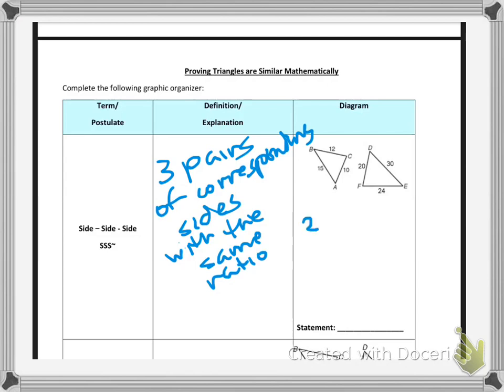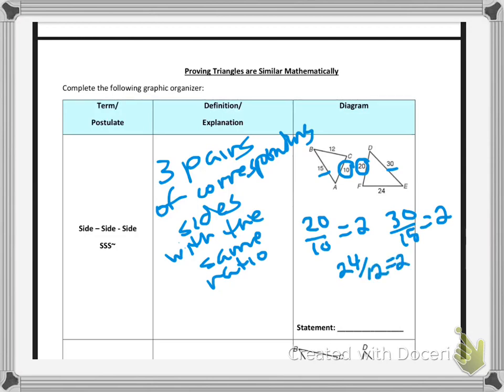let's see, 20 divided by 10 is 2. So that's this one with this one. 30 divided by 15 is 2. So this one and this one have the same ratio. And 24 divided by 12 equals 2. So this one and this one have the same ratio. They're not congruent, but they have the same ratio.